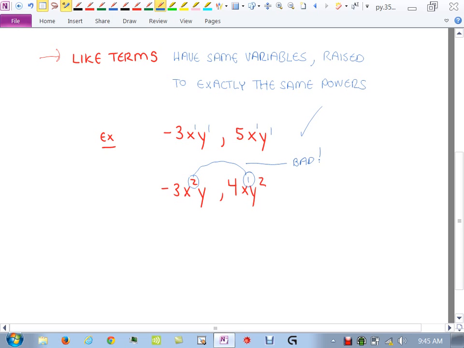In other words, that makes it so that it's not like terms. And the y also, right? The y doesn't match up. The y on the first one has a 1, and then the other one has a 2. So no go here, right? So no. Yes, up here.